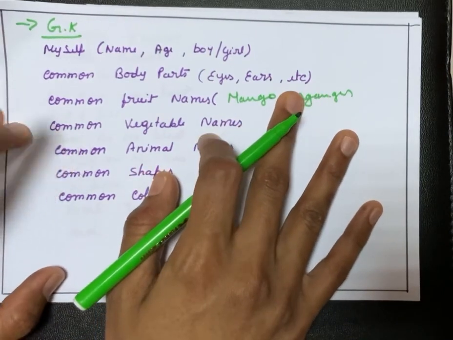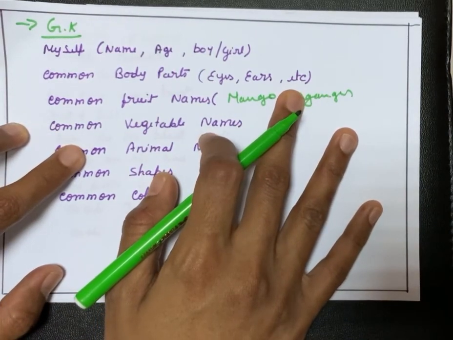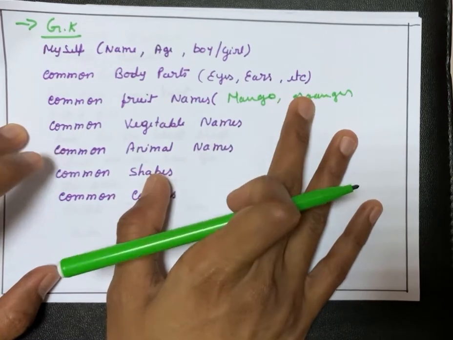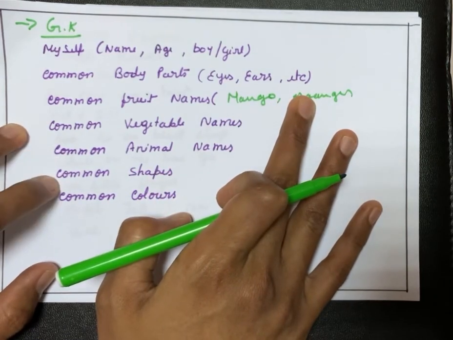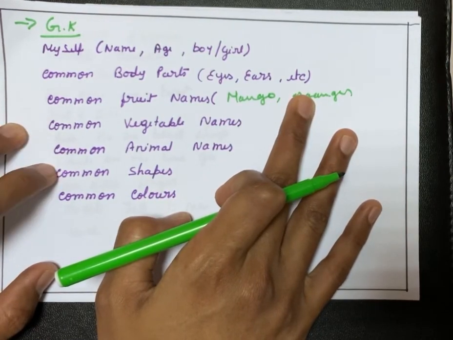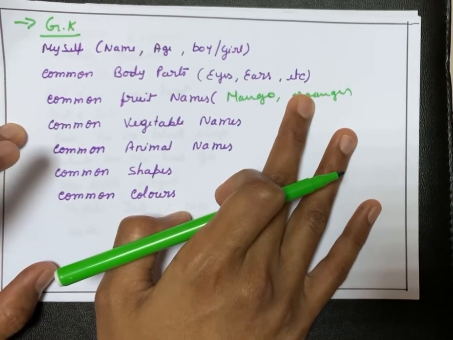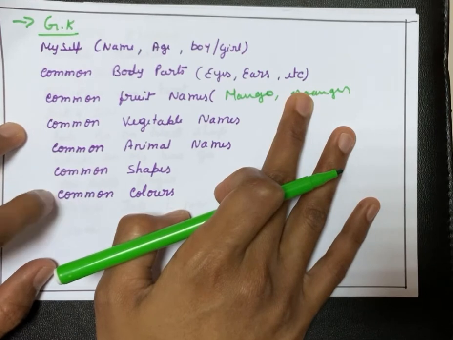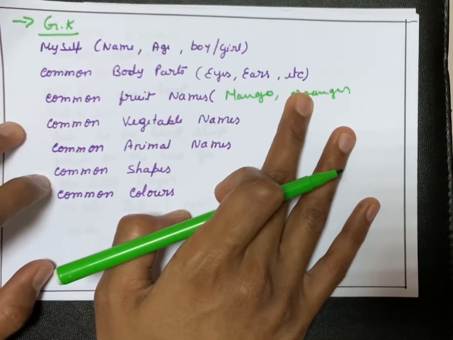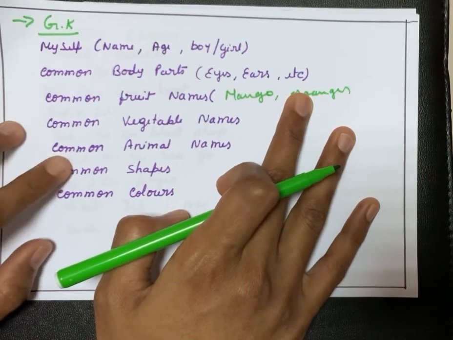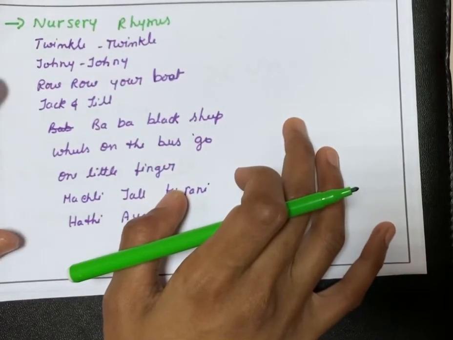Then common vegetable names, then common animal names, then shapes: circle, triangle, square, rectangle, all these shapes they should be able to recognize. Then also the colors: red, yellow, green, blue, all these basic colors they should be able to recognize. Then next come the rhymes.